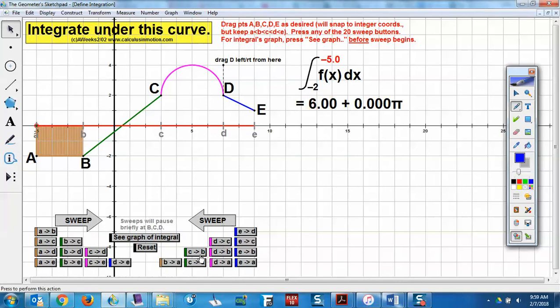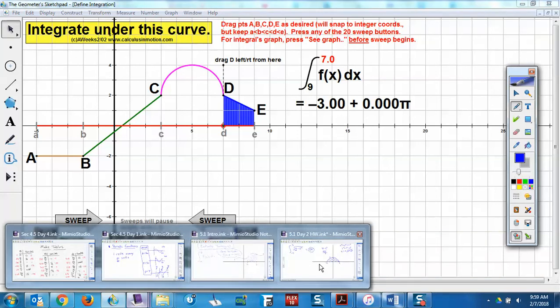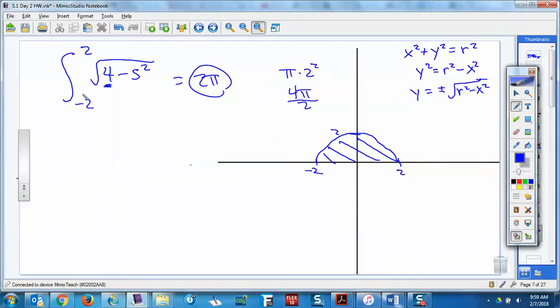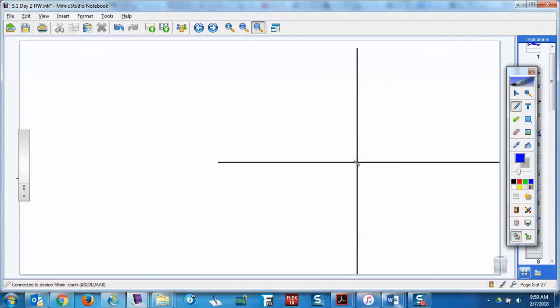Same thing over here. If we go from D to E, that's the integral going from 7 to 9. That's the normal direction, left to right, so that's going to be a positive area. It's a trapezoid. But if we go backwards, E to D, 9 to 7, that's going to be a negative area. It's above the x-axis, so normally that'd be positive. Now it's going to be negative. Again, this one, -2 to 2, is going left to right, so that's going to be a positive area. All right, 23 you said.